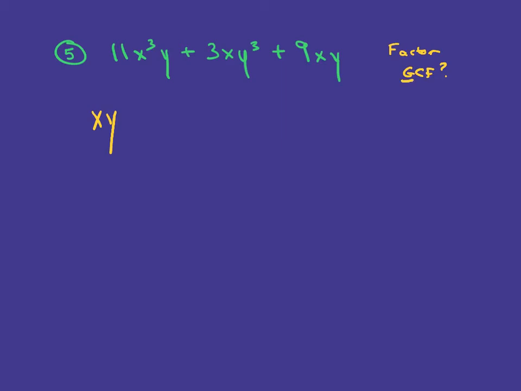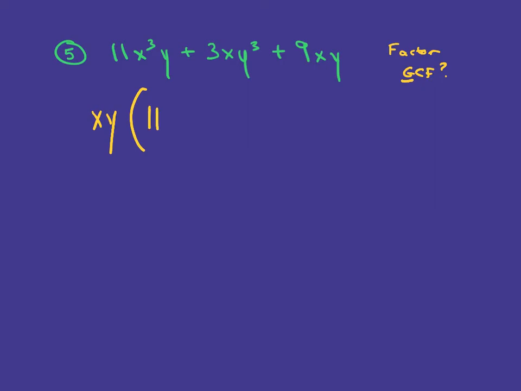And keep in mind, you do want to take out the greatest number. So you might ask yourself, can I take out x squared? Well, the second and the third terms don't have an x squared. They don't have 2 x's in them. So 1x is the only thing that's common to all 3 of them. 1y is the only thing that's common to all 3 of the terms. Then you want to write what's left.